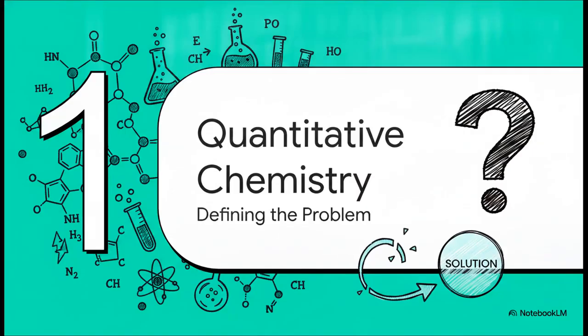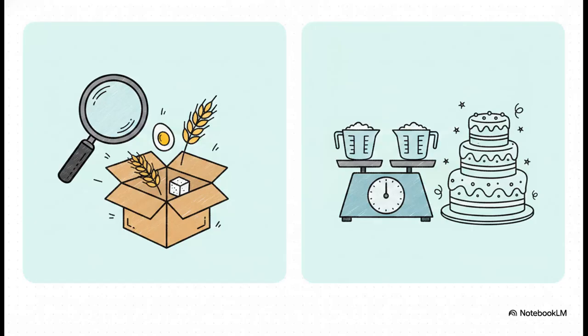Section 1, the quantitative chemistry problem. Let's set up our baseline challenge. So it helps to draw a clear line in the sand right off the bat. Qualitative analysis is what tells us the identity of a substance. It answers the "what is it?" question. Quantitative analysis, on the other hand, which is our entire focus today, determines the exact amounts. It answers how much. Think of it like this. Qualitative analysis is reading the ingredients list on the back of a cake mix box, while quantitative analysis is knowing the precise, down-to-the-gram recipe the chef actually used.